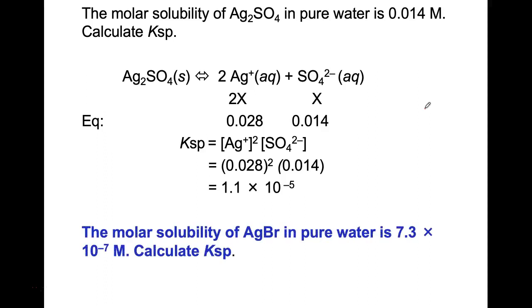Here's one for you to try. The molar solubility of silver bromide in pure water is 7.3 times 10 to the negative 7th moles per liter. Calculate KSP. Maybe you want to pause this again, give it a try, then come on back and check out the solution.